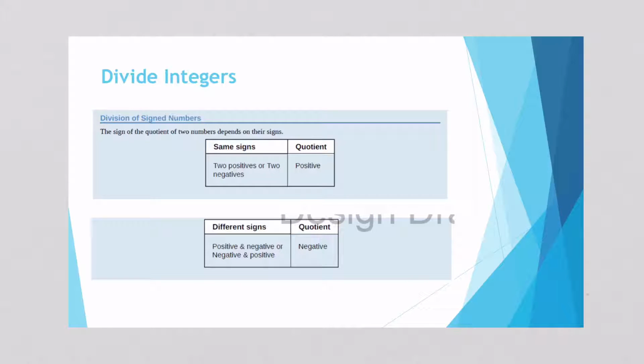Okay, so the rules are the same for dividing. If your signs are the same, your result will be positive. If your signs are different, your result will be negative.